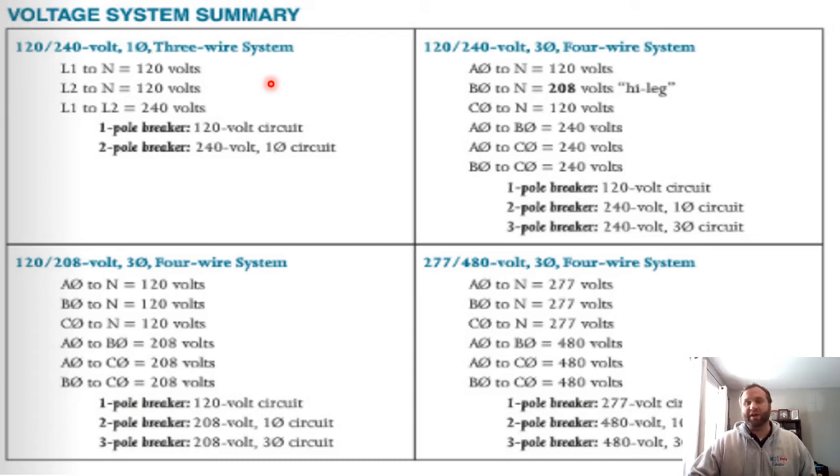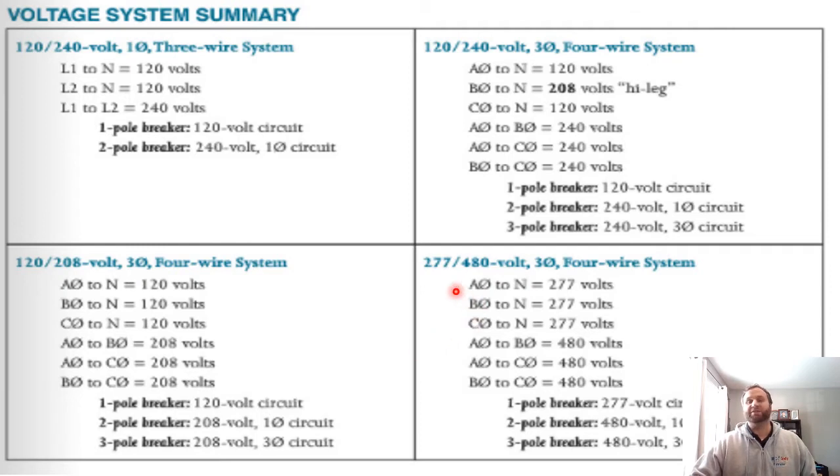What I'm going to be talking about more so are these three-phase systems. A 120/208 three-phase four-wire system. The line voltage would be 208. The line-to-neutral voltage would be 120. And that would be a Y system. And we'll get into that here in a little bit.